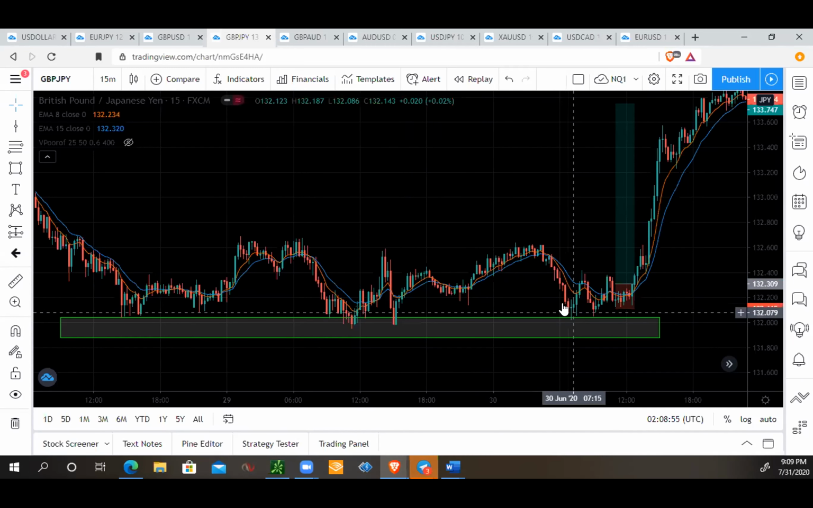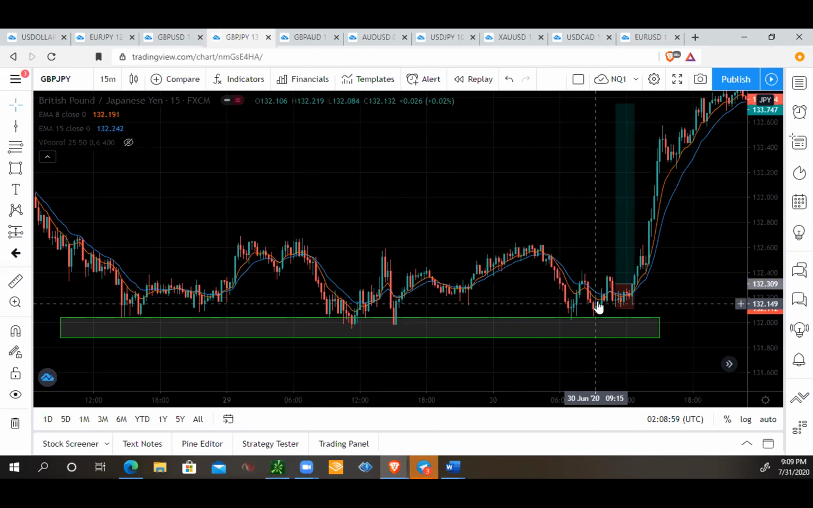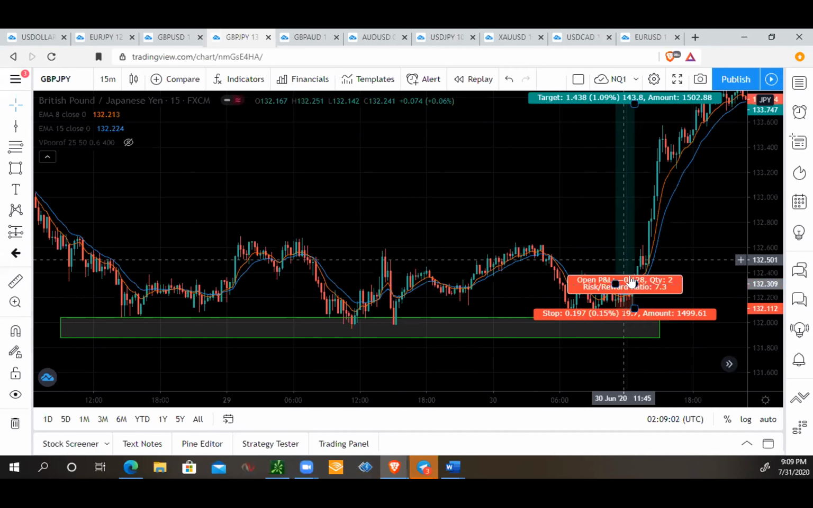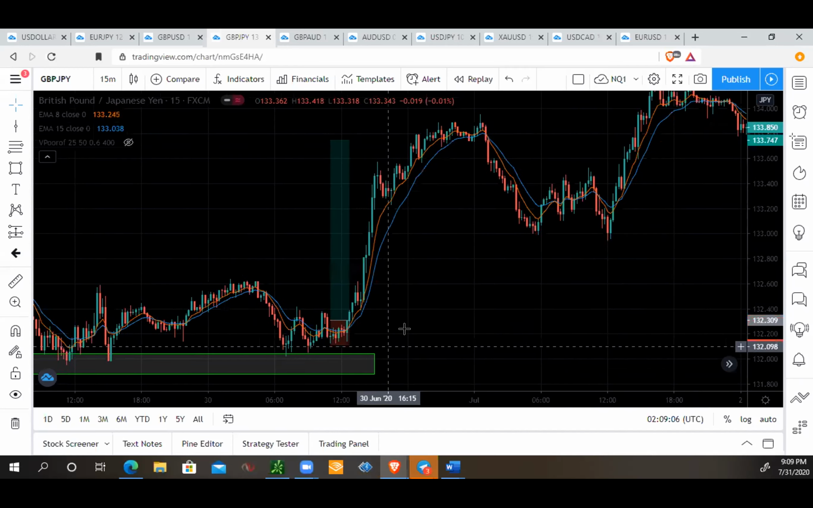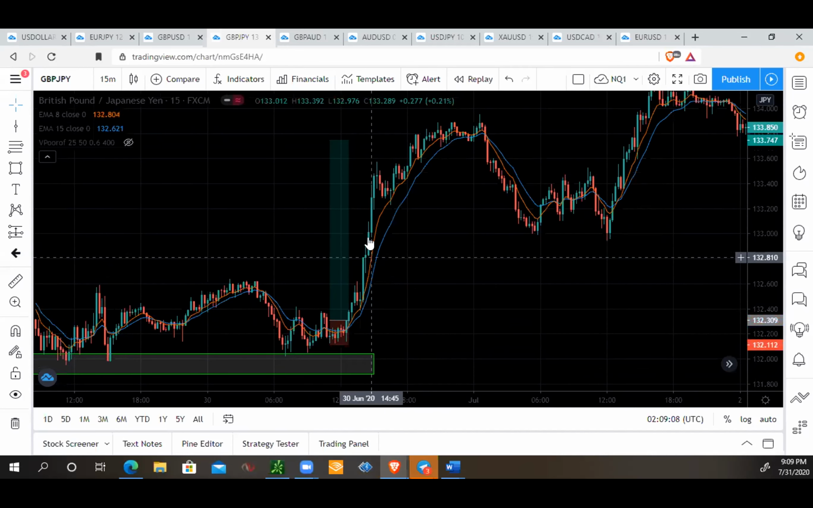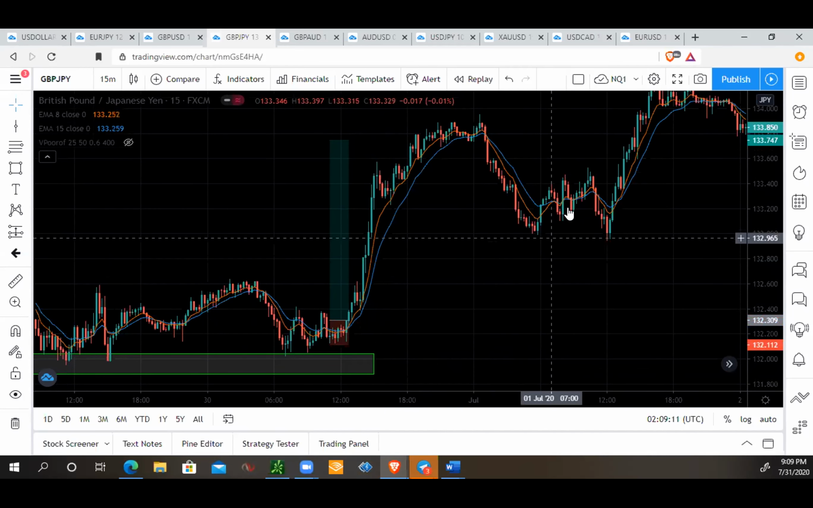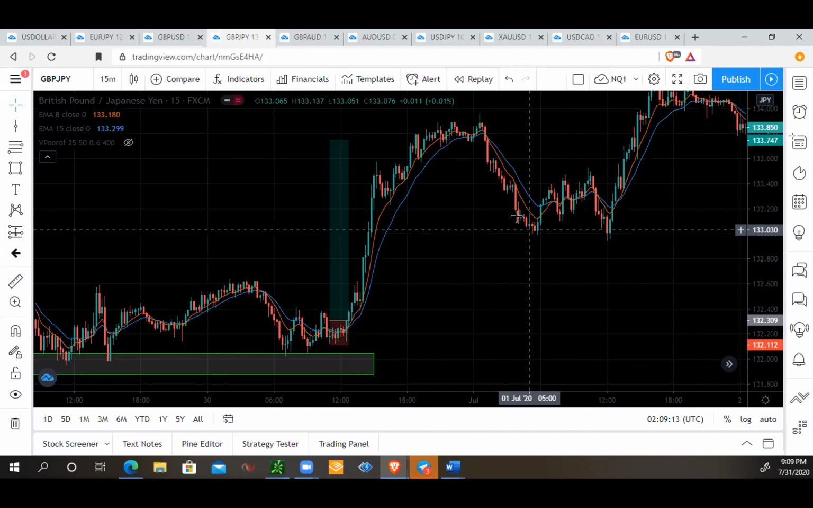Let's see. I like this. Yeah, this would have been the next one. So either one of these two entries here or here, I'm in that trade. And once it takes off, it ain't coming back and it's stacking. And then here's the 50% move.